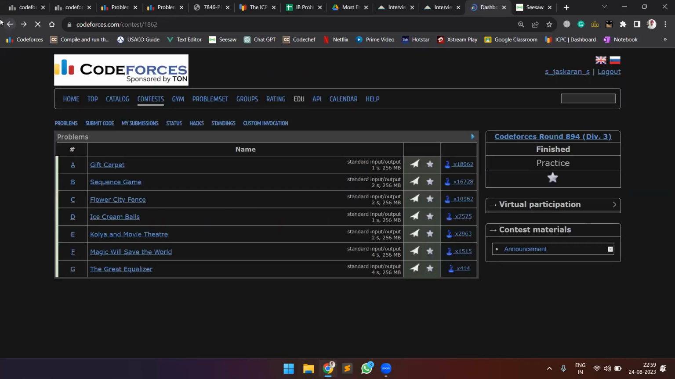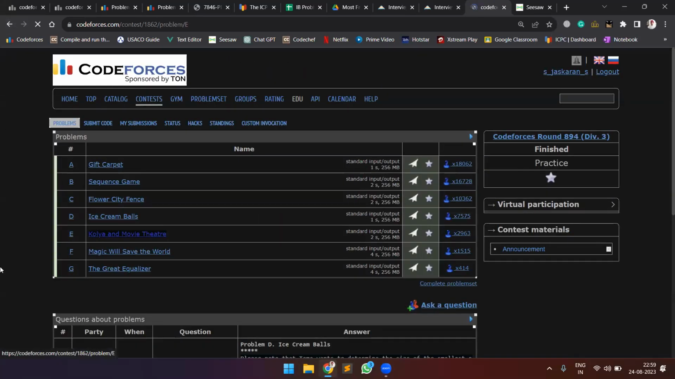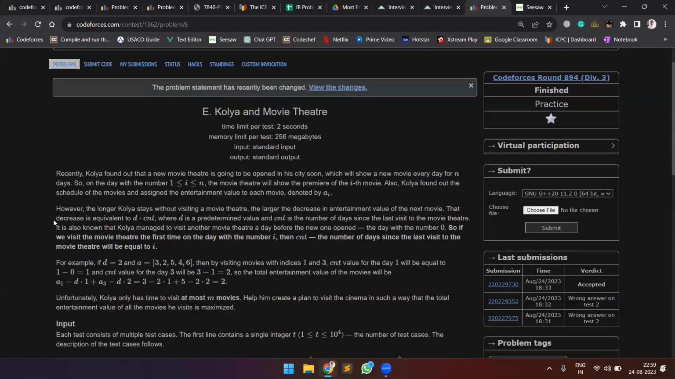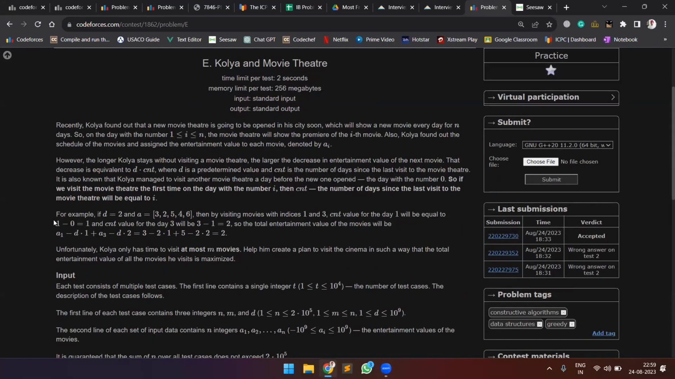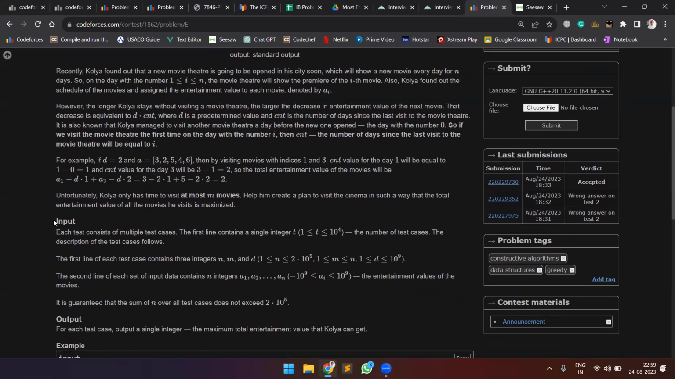Now I'll move on to the fifth problem, Kolya and movie theater. So if you see, there is an array given where A of I means what is the entertainment that the movie provides, right? And D is some constant which defines how much entertainment decreases over the days. And M is the number which tells us the maximum number of movies we can visit. So we need to find the maximum sum of entertainment.